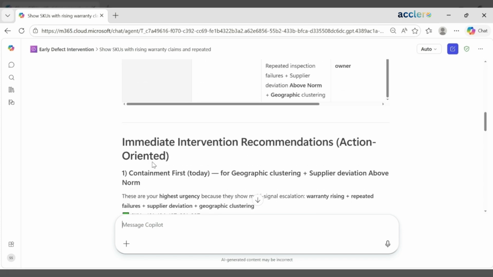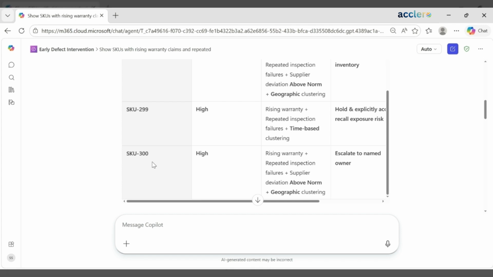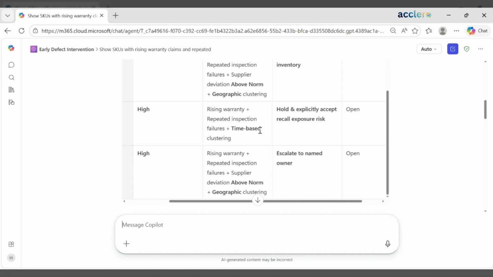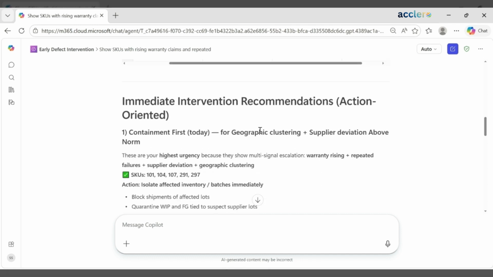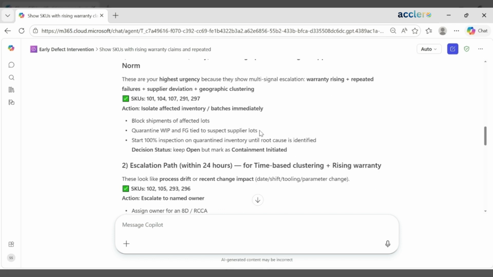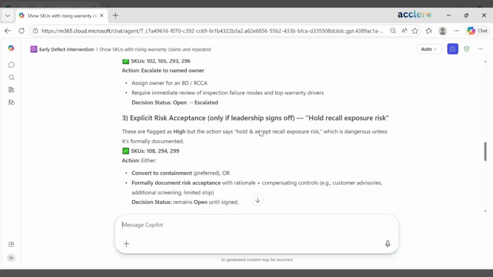These SKUs show multiple overlapping signals including supplier deviations above norm and geographic complaint clustering, even though the recall thresholds are not yet met. So the risk is already compounding. The agent recommends immediate intervention for all these SKUs by isolating the affected inventory, preventing further field exposures.